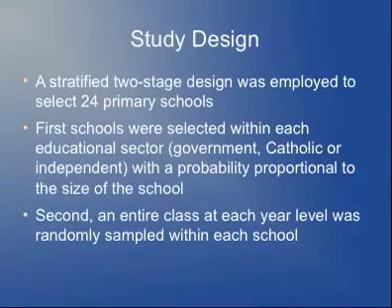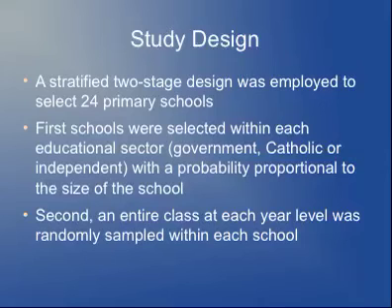So I'll briefly describe the study design that they used to select the sample. They did both stratification and cluster sampling here. First of all, they selected 24 primary schools. To select these schools, they first came up with a list of schools and split them into three different groups: either public schools, Catholic schools, or other private schools.